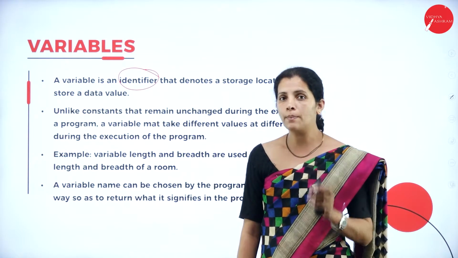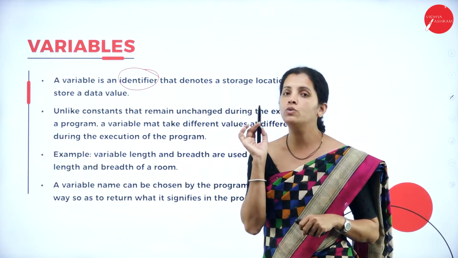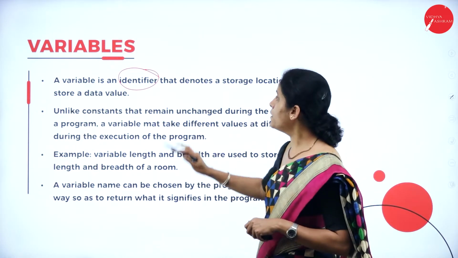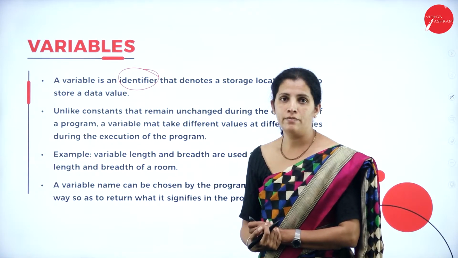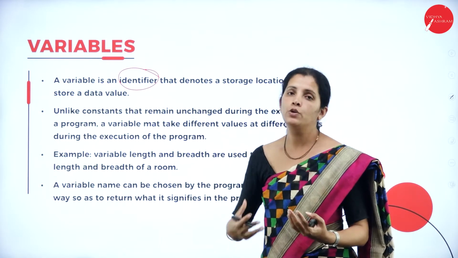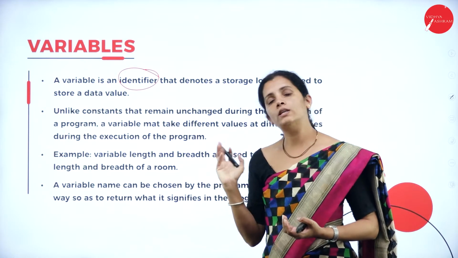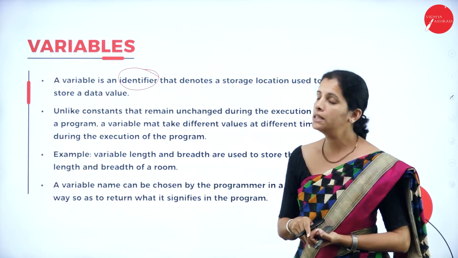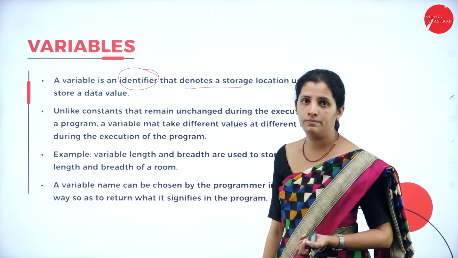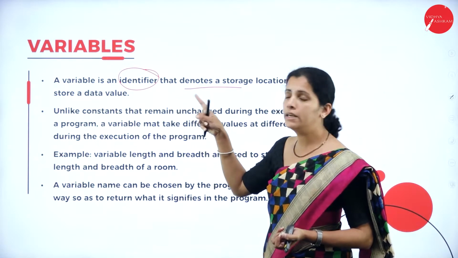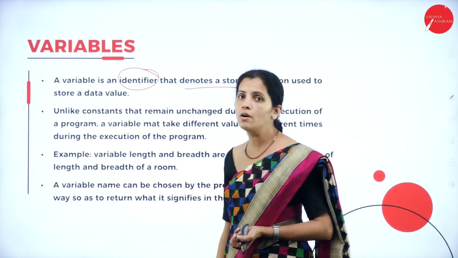For example, suppose I want to identify a pen, then I want to give it some name. That is nothing but the variable. Suppose I consider myself: to identify me, you have to give me some name. That is nothing but the identifier. So what is a variable here? Variables are nothing but identifiers that denote a storage location used to store a value.